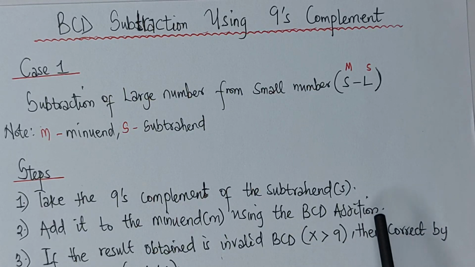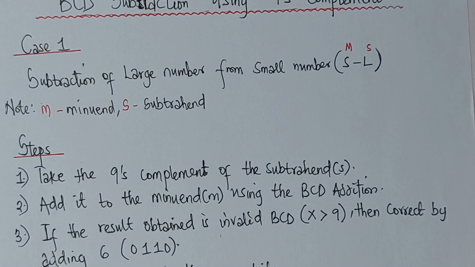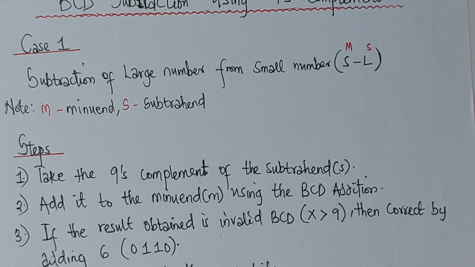Very important. This is different from my previous video where we just added to the minor end. But when we are talking about BCD, we have to use the BCD addition when we want to add the value gotten from the 9's complement of the superior end to the minor end. Then we proceed with step 3, which says that if the result obtained is invalid BCD, meaning the value gotten when you sum it up is greater than 9, we are going to correct that by adding 6. 6 in binary is represented as 0110.